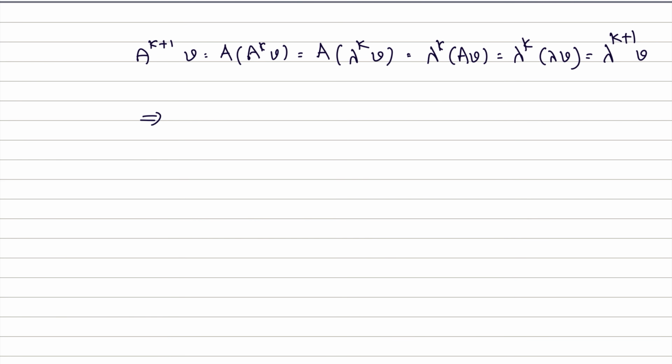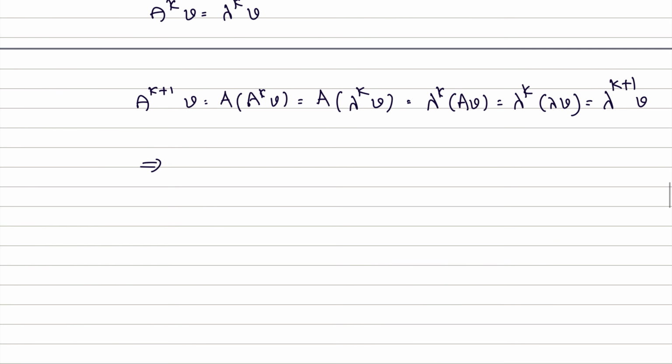That implies A to the power of k into V is equal to lambda to the power of k into V, and A to the power of k plus 1 into V is equal to lambda to the power of k plus 1 into V. That implies A to the power of n into V is equal to lambda to the power of n into V.